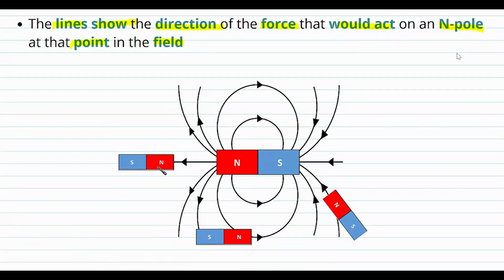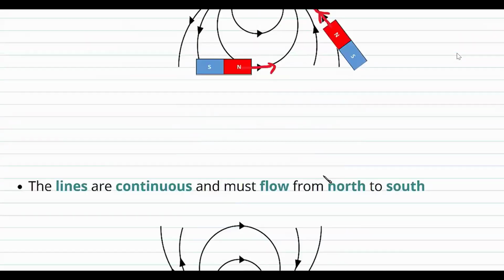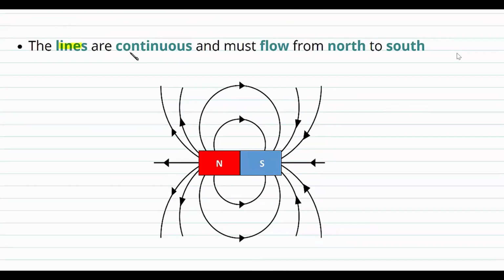So here we have our north pole, and it's experiencing a force away from this other north pole here. So the field line is pointing in this direction. Here we have a north pole that's being acted on with a force in this direction, following the field lines, and here the force acts in this direction towards the south pole. The magnetic field lines are continuous and must flow from north to south. And we can see that all of these field lines originate at the north pole and curve around towards the south pole.